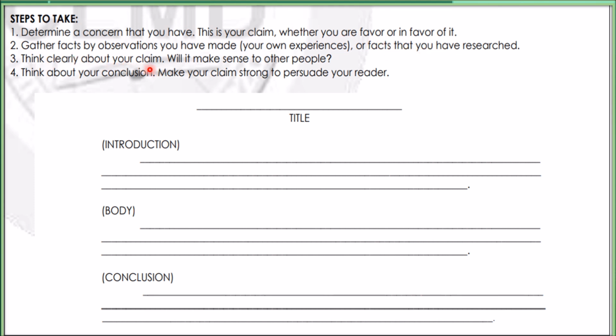Think clearly about your claim. Will it make sense to other people? Then think about your conclusion. So, make your claim strong to persuade others. Ngayon, children, gagawa rin kayo ng introduction, body, and conclusion together with the title. Ngayon, ang gagawin natin, magbibigay ako ng model sa inyo. Kasi para lalo nyo maintindihan, okay? So, this is the model.